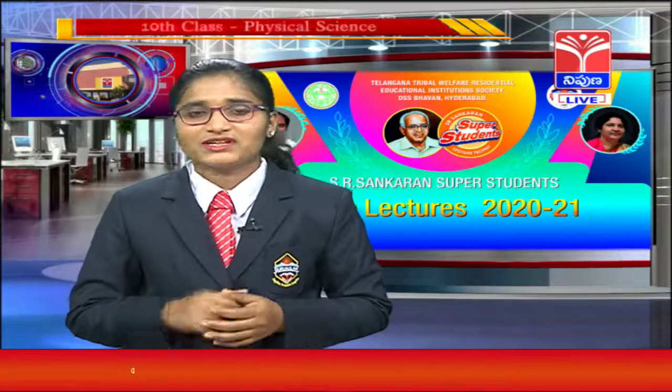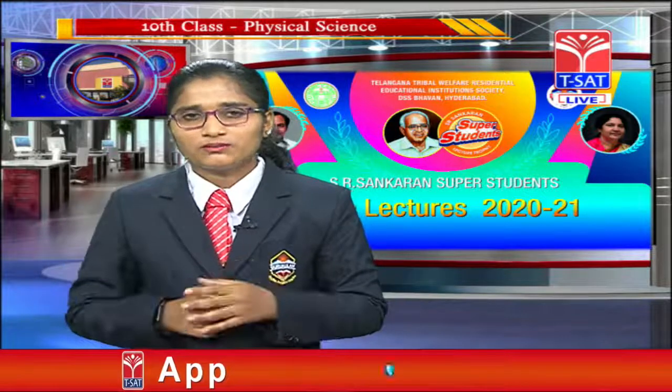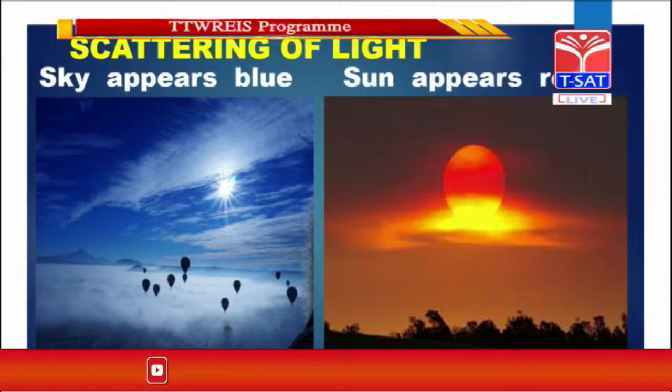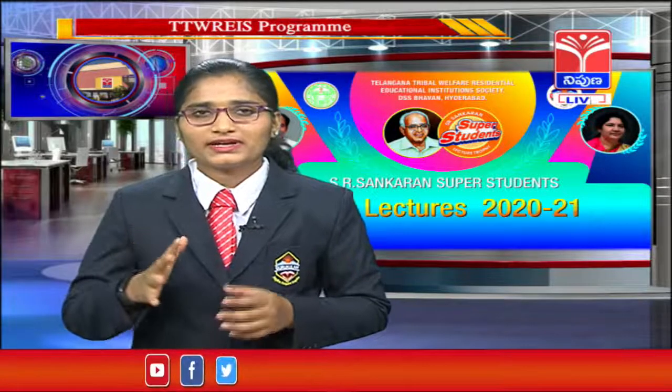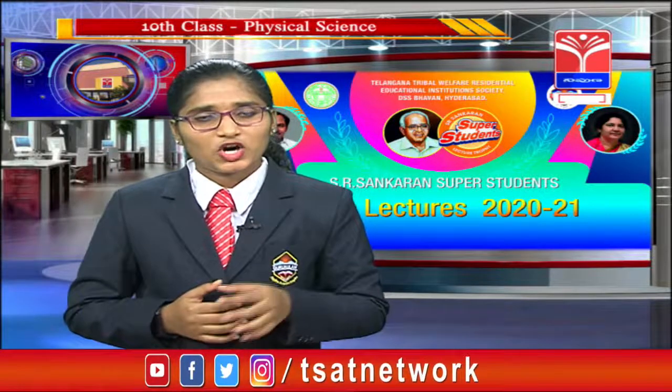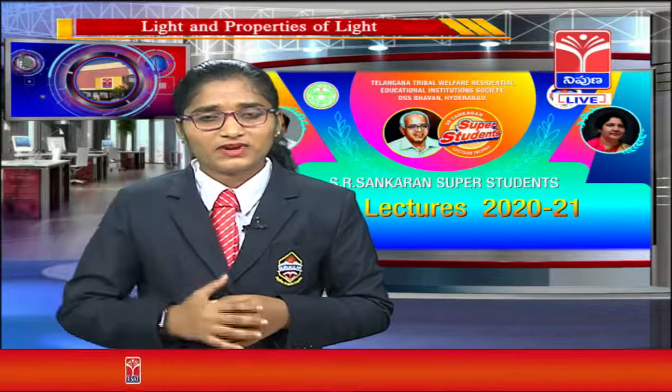So this is the reason why the sky appears to be blue but not violet, and the reason for the red color of the sun during sunset and sunrise. Okay. So in the morning and evening we see the sun appears to be red, and in the afternoon the sun appears to be white.